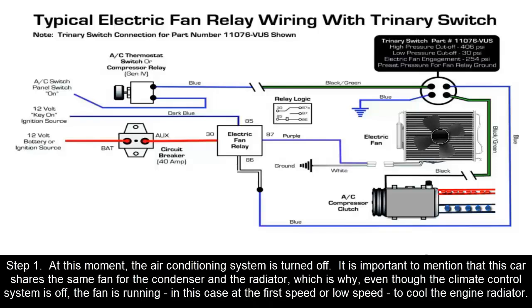Step 1. At this moment, the air conditioning system is turned off. It is important to mention that this car shares the same fan for the condenser and the radiator, which is why, even though the climate control system is off, the fan is running, in this case at the first speed or low speed, to cool the engine radiator.